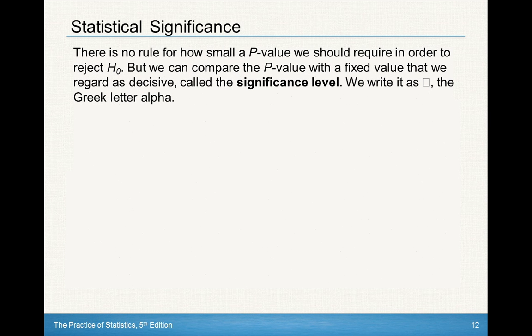There's no real rule for how small a p-value should be to require us to reject H0, but we can compare the p-value with a fixed value that we regard as decisive, and that's called the significance level. We write it as alpha. I don't know why it's printed as a little box there, but the Greek letter alpha, which kind of looks like a fish, is given for the significance level.